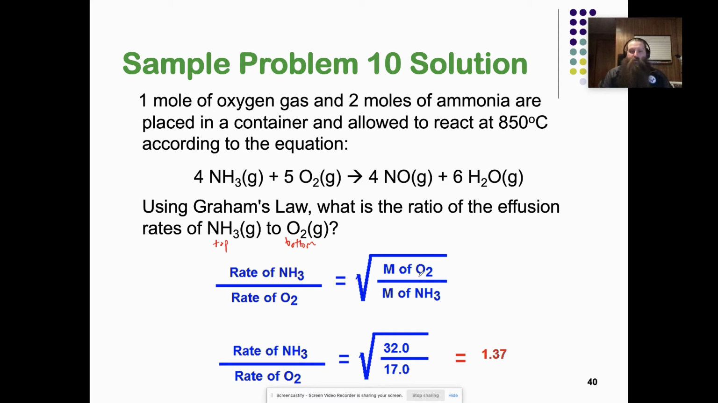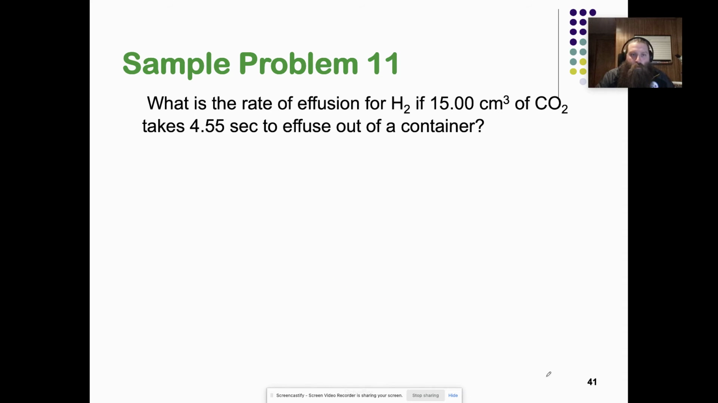And then we set that equal to the mass of O2 over the mass of NH3 with our square root bracket. And so we get 32 over 17. We divide that and we take the square root and we get 1.37. So what's that mean? Well, NH3 is 1.37 times faster than O2. And that makes sense because O2 is heavier than NH3, right? And we just said that the heavier the gas, the slower it goes. So NH3 is faster by a factor of 1.37. That's it. That's all we got. It's pretty simple stuff. Here's another one.